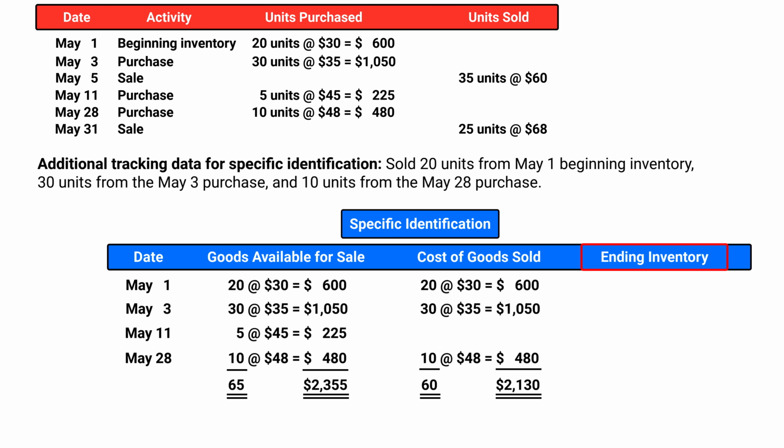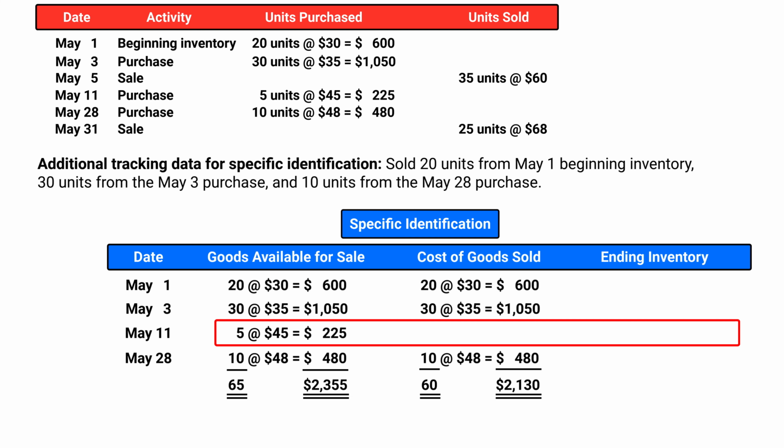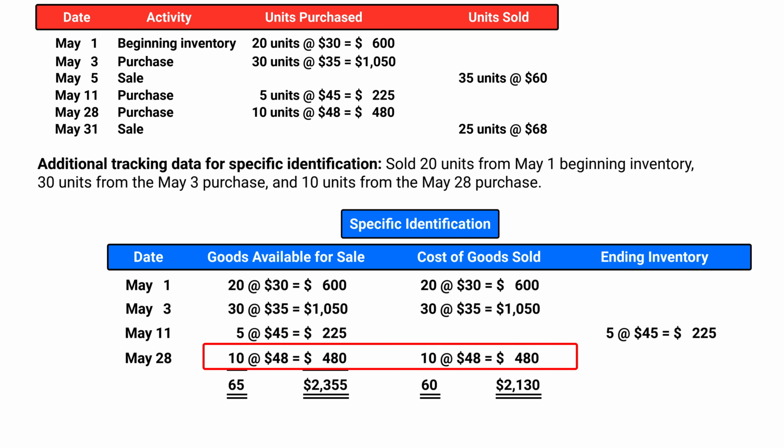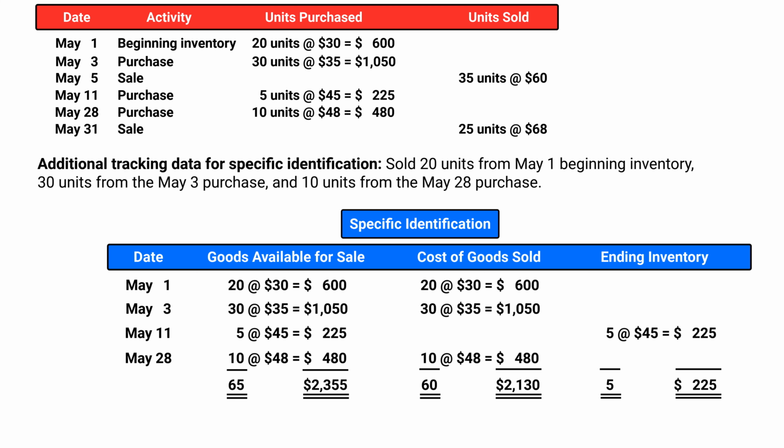Last, we need to determine ending inventory. This is computed as goods available for sale minus cost of goods sold. So first, we see that of the 20 units available for sale from May 1st, all 20 are now sold. Of the 30 units from May 3rd, all 30 are also now sold. Looking at the 5 units from May 11th, we see that none of the units have been sold, so we have 5 units left in ending inventory. And looking at the 10 units from May 28th, we see that all 10 units have been sold. As a result, we get a total of 5 units remaining in ending inventory with a cost of $225. And total ending inventory is reported on the balance sheet.